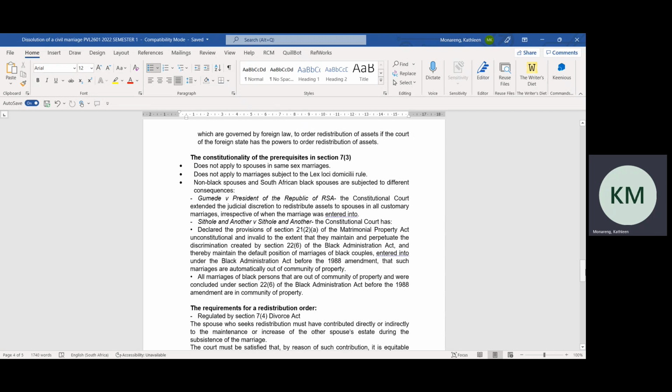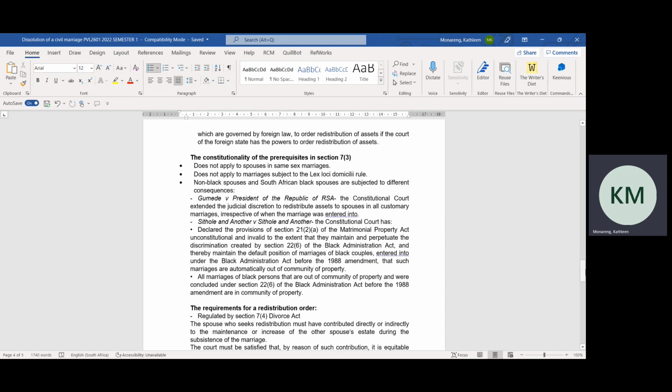Remember, I said for non-Black spouses and for Black spouses before the ruling in Sithole versus Sithole, for redistribution of assets to be applicable, the parties must have been married out of community of property. Now the position has changed. Now the position is different when it comes to those in customary marriages. Spouses who are in a marriage that is in community of property, in terms of the Gumede case, the court does have the powers to redistribute assets.